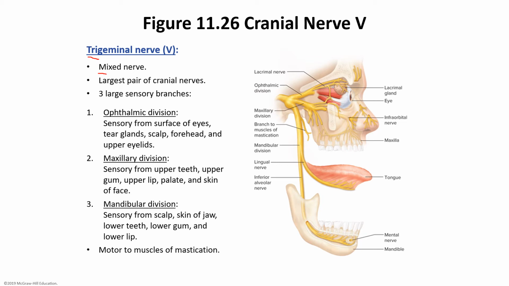Now, this is a mixed nerve. This is the first one we get to that has both sensory and motor aspects to it, and it is the largest of the cranial nerves. It has 3 branches, and the branches are pretty well named. Ophthalmic, this is going to be going to the eye. The maxillary, this is going around the maxilla, the upper jaw, and then the mandibular division, and this is going along the mandibular region.